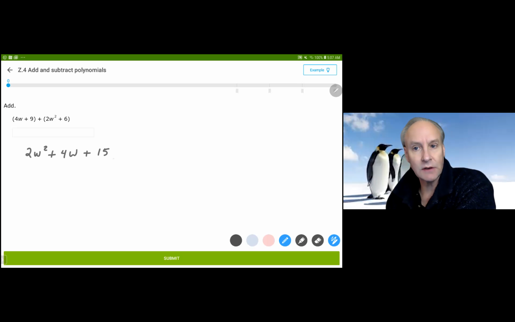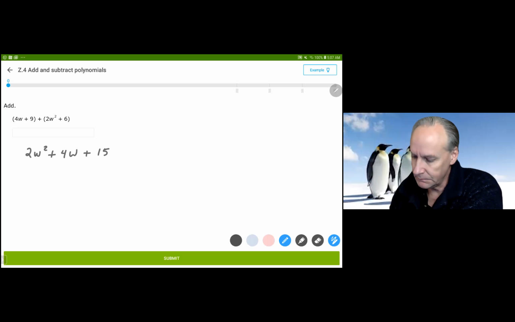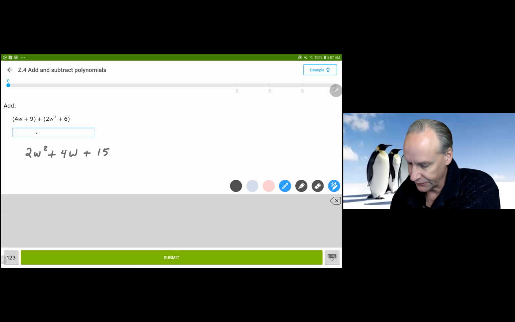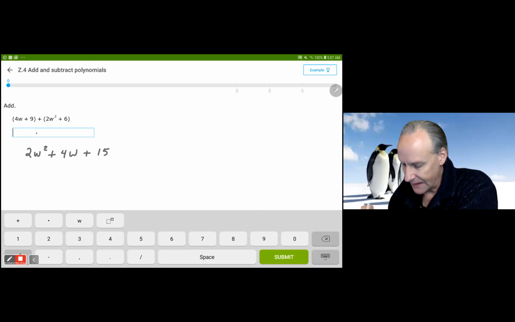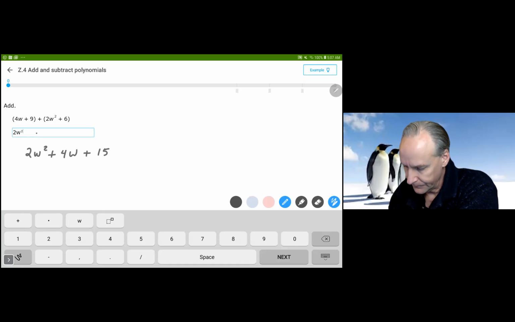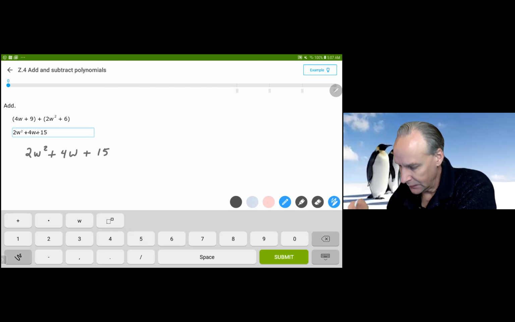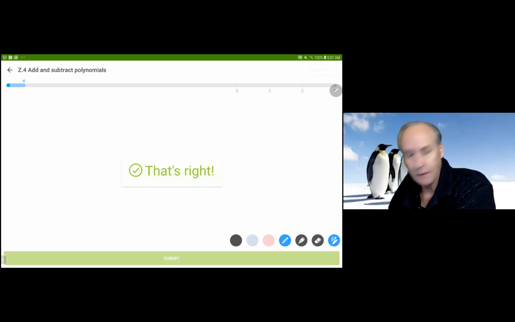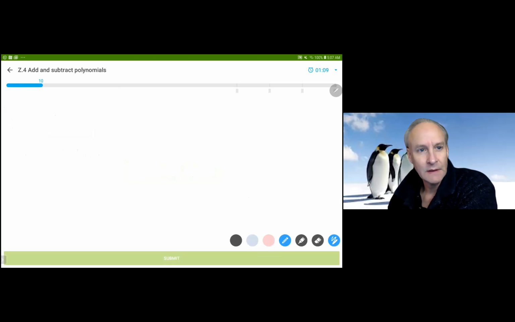This thing is called a quadratic trinomial. Trinomial because it has 3 terms. Quadratic because it has a second-degree term. It's also called second degree. I'm writing it in descending order, plus 15, and it looks like it's all set. Hopefully it likes the format that I used.